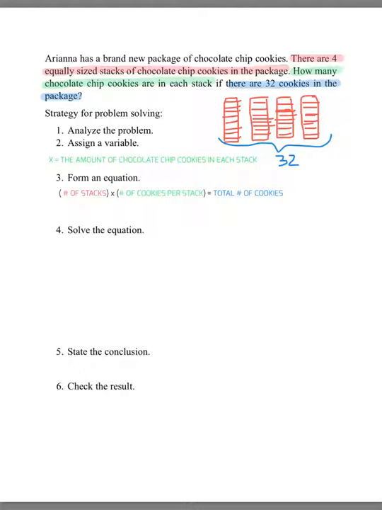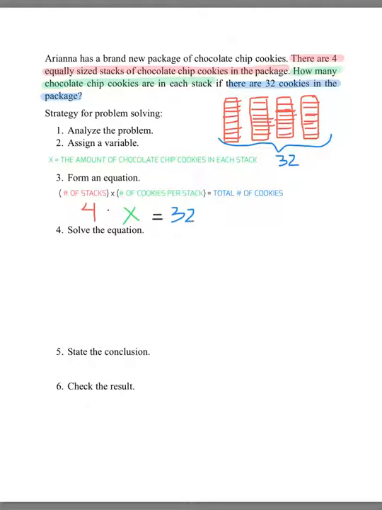So again, the number of stacks of cookies multiplied by the number of cookies per stack is going to give us the total number of cookies. So let's go ahead and fill in numerically what we know. So the number of stacks, we know that there are 4 stacks of cookies. And the number of cookies per stack, that's what we want to find out. We don't actually know that value, but we do know it's represented by a variable x. And lastly, the total number of cookies that was given to us, and that is 32.